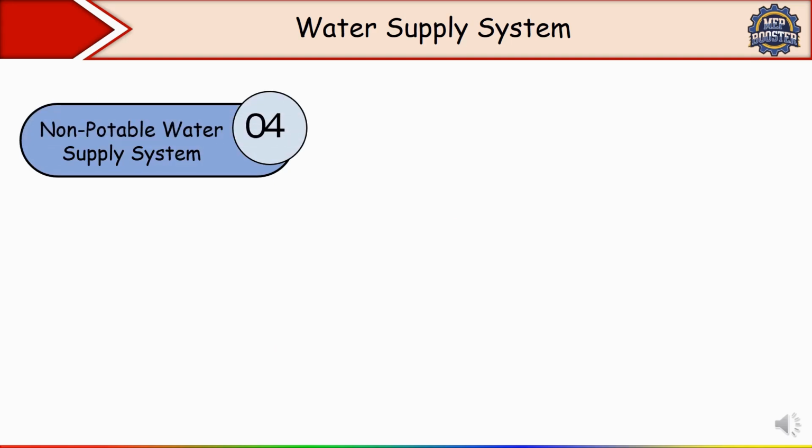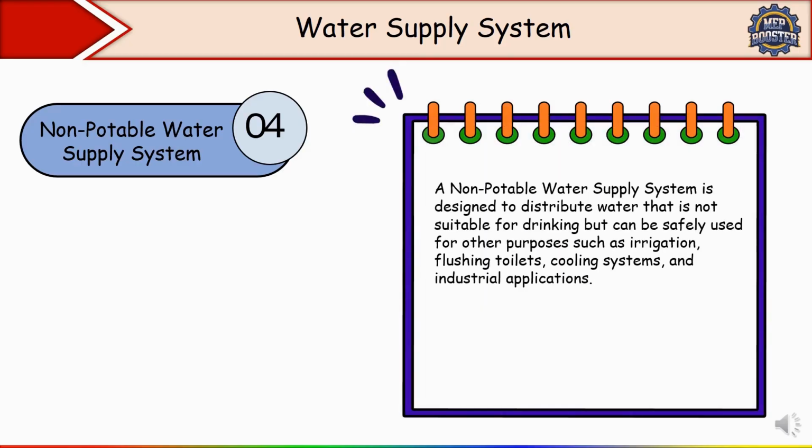Now we'll move to the next type of water supply system, which is the non-potable water supply system. A non-potable water supply system is designed to distribute water that is not suitable for drinking but can be safely used for other purposes such as irrigation, flushing toilets, cooling systems and industrial applications. Now here the question is, what is non-potable water? Simple. Non-potable water is water that does not meet drinking water standards but is still safe for other uses. It may contain impurities, bacteria, chemicals or minerals that make it unsafe for human consumption. Examples of non-potable water are rainwater, grey water, cooling tower water, storm water runoff. Is it clear?